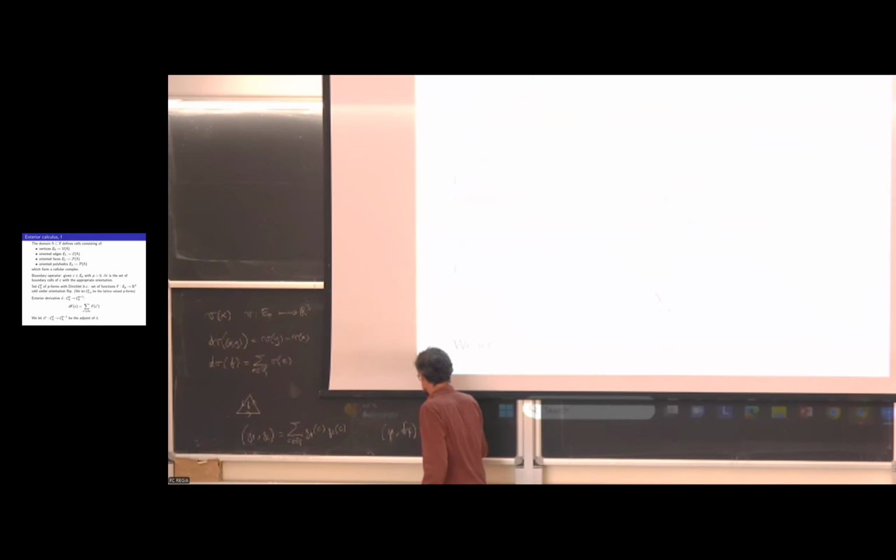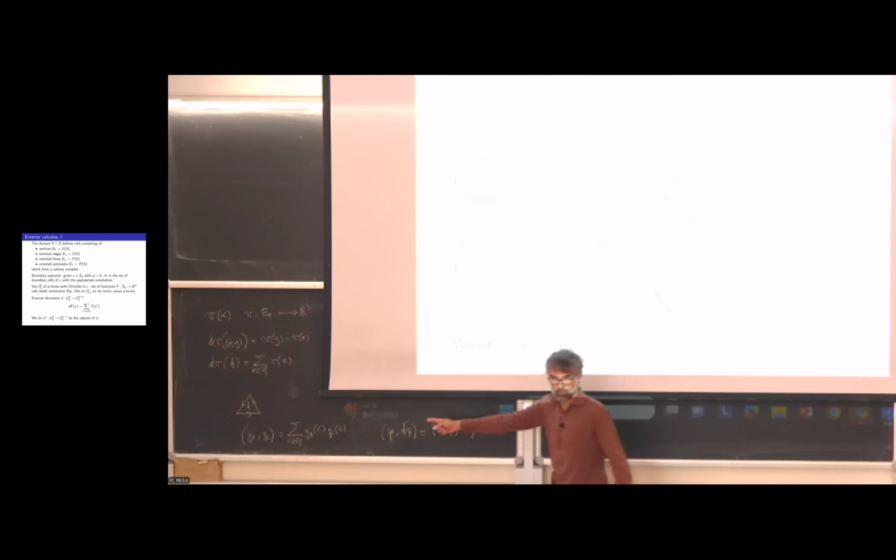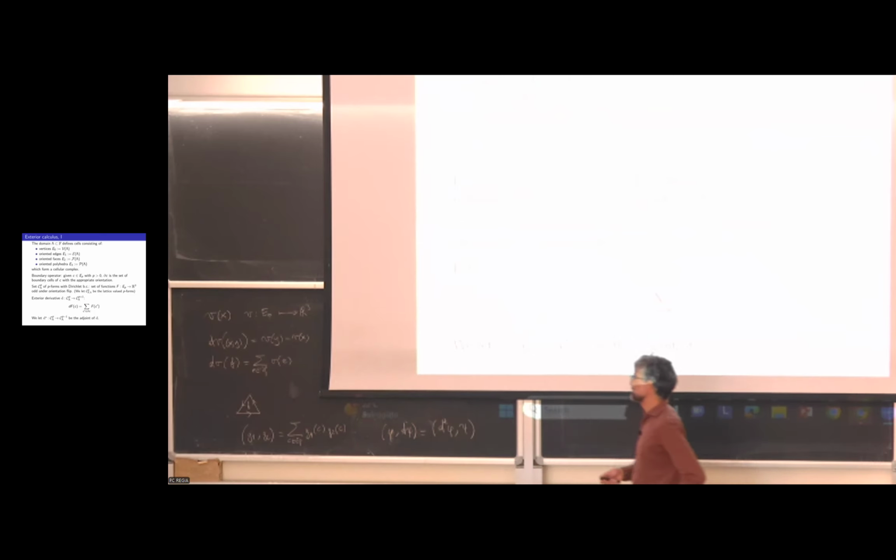D star is defined in the obvious way. So, okay, this is the definition of D star. One can write explicitly the expression. I won't do it here, but it's simple. Okay, a few facts.